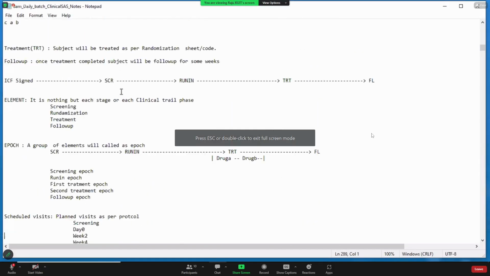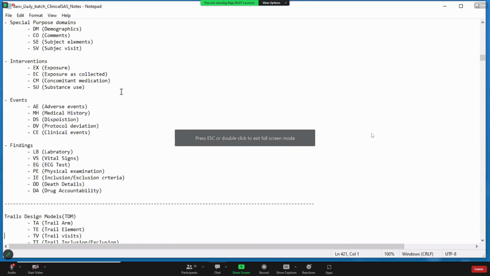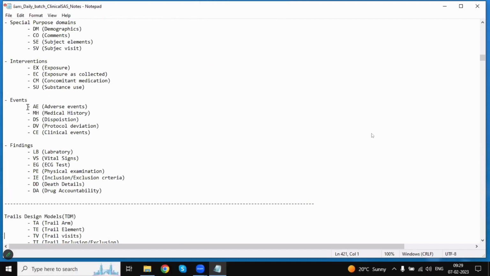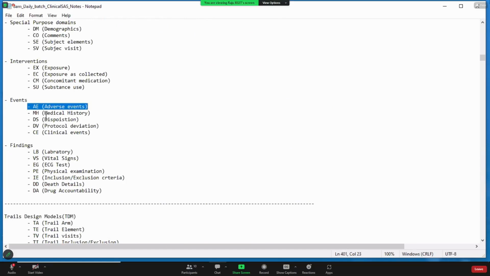We completed discussing all the special purpose domains and we started events domains also. Adverse event domain we discussed. So now today we'll discuss medical history domain.